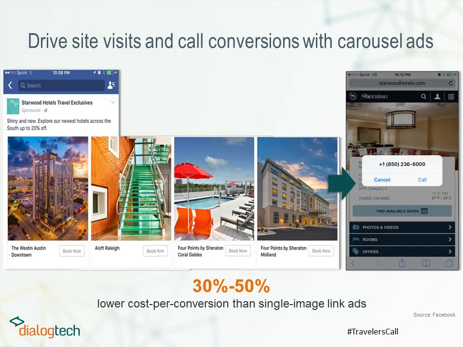Another option in Facebook is the carousel ad. Here's an example of one from Starwood, where the carousel ad is basically, instead of a single image and a single call to action, you can have multiple images and multiple calls to action. And Facebook claims that these ads have a 30 to 50% lower cost per conversion than single link ads. So it's definitely worth testing to see if this is a way to drive more conversions at a lower CPL.